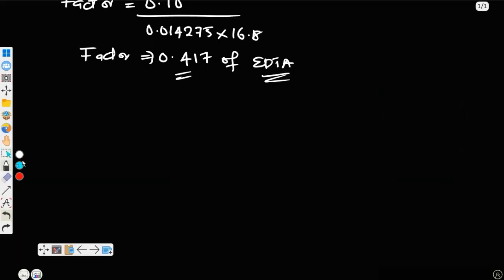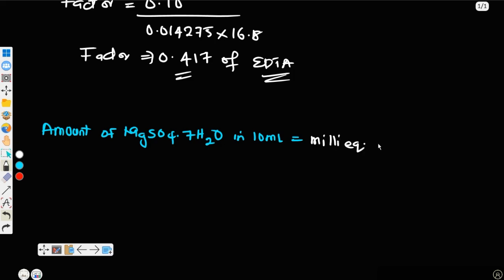So you now say calculated weight, or amount of magnesium sulfate in 10 mil, will be equal to milli equivalent times titer value times the factor. Now you know your milli equivalent, you know your factor, but you don't know your titer value.